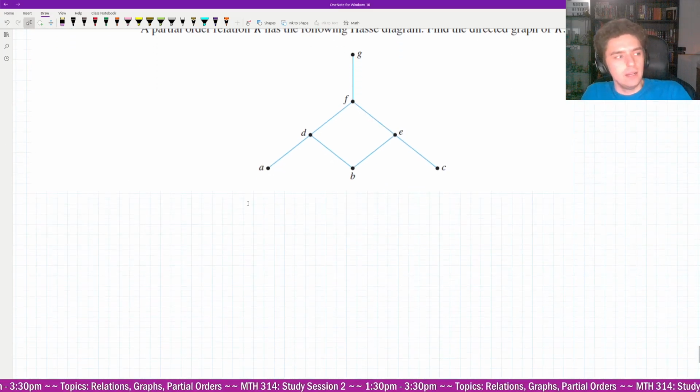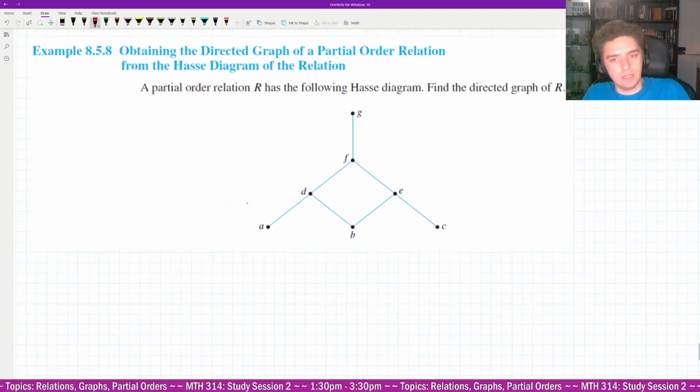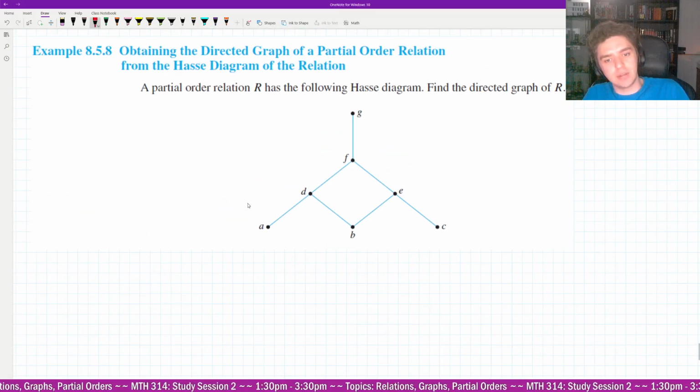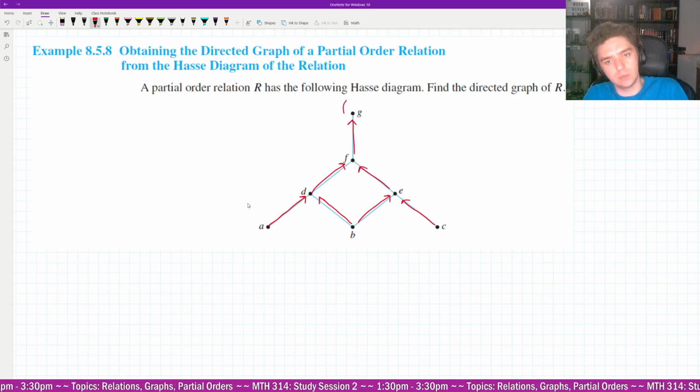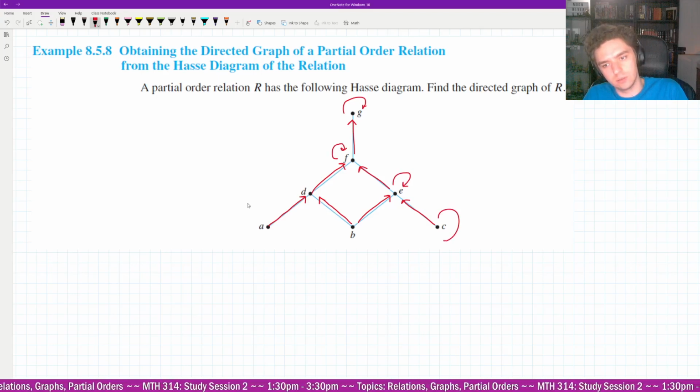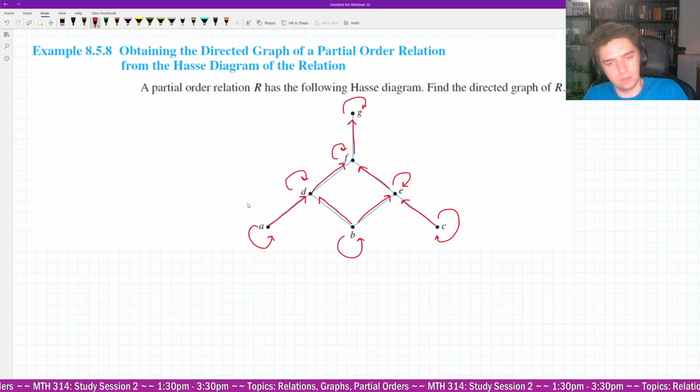Okay, so now we just want to figure out the directed graph. The directed graph is going to, first of all, share all these lines, all pointed upwards, importantly. Then we're also going to be related to ourselves. Everything is related to itself.